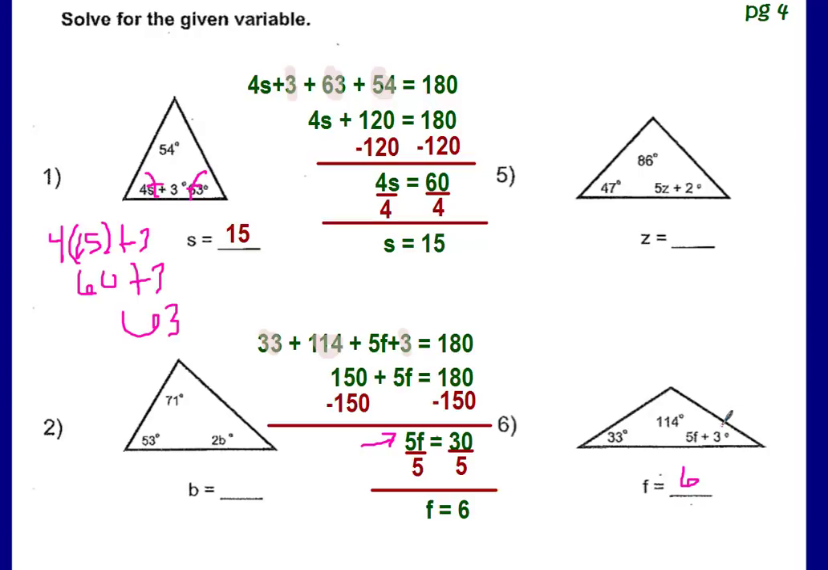If we wanted to find out what the actual angle measure was, we could substitute it back in. 5 times f, which is 6, plus 3. Well, 5 times 6 is 30, plus 3 is 33. So again, we have another isosceles triangle. This one would be an obtuse isosceles because the third angle measure is greater than 90 degrees. Back in number 1, since all of our angles were less than 90 degrees, that was an acute isosceles. And this is how you're going to use equations to solve for either angle variables or angle measures.